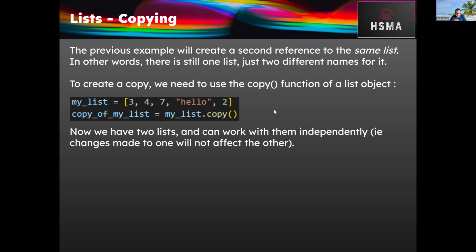And so if you're doing that with a list, instead we have to use the copy method of a list object. So if this is our list, my list, and we want a genuine copy of that list that is a separate list in itself, then again we use the copy method of a list object. So we say the name of the list dot copy. We don't need to pass in any input. That would just create a copy of the list. So now we've got two lists, one called my list and one called copy of my list.